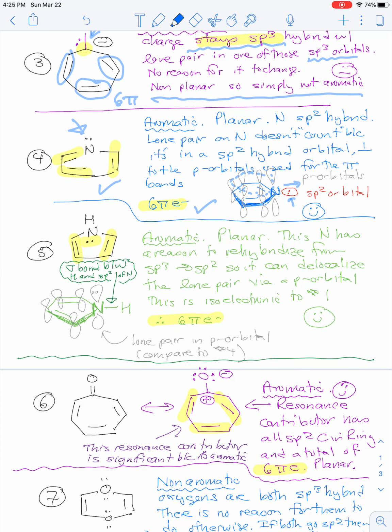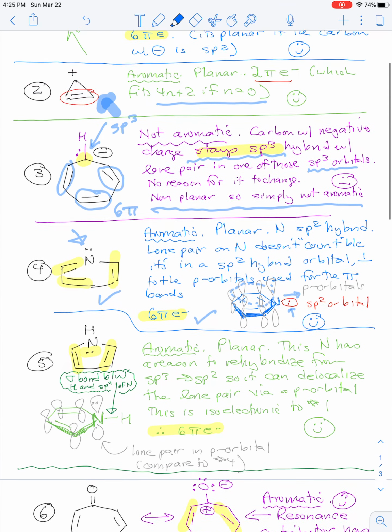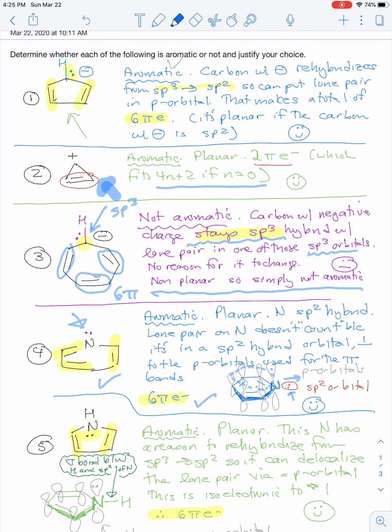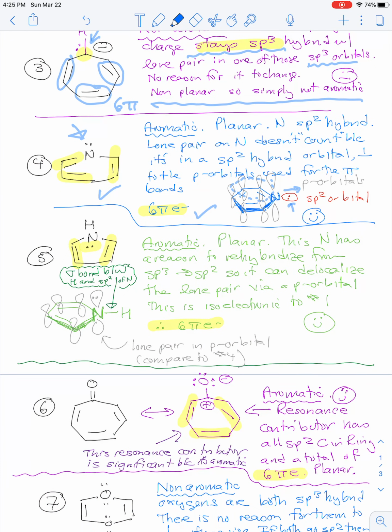This next molecule is very analogous to the first compound. The only difference is that here the lone pair comes from the nitrogen and not from a carbon with a negative charge. And so this too is aromatic. It's planar. The nitrogen has a reason to rehybridize from sp3 to sp2 so that it can delocalize the lone pair via a p orbital.